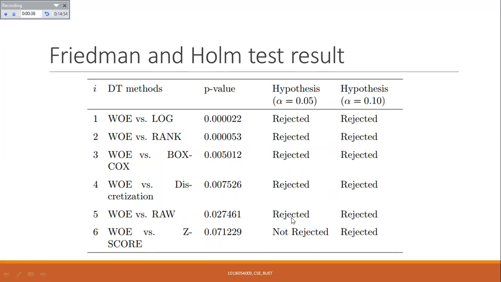if we consider the significance level 0.05, the null hypothesis is rejected, but for the zero score, for significance 0.05, there is no significant difference here. But for the significance level 0.1, there is a significant difference between the weight of evidence and zero score.